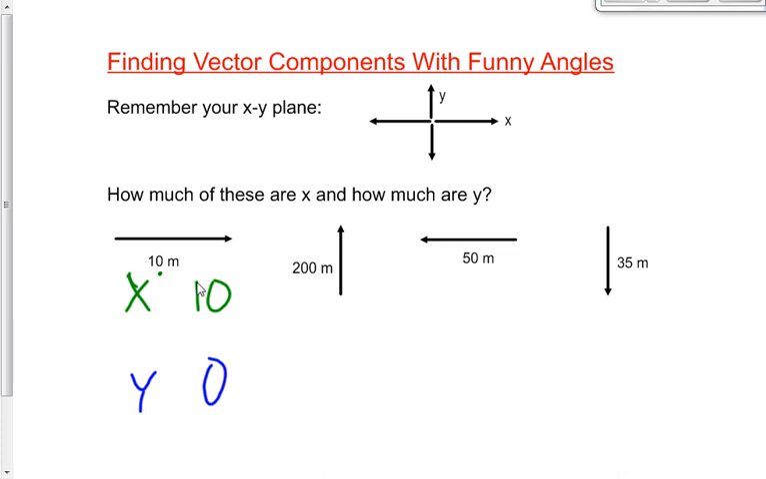How much is x component for this one? Wayne? 0. Good. Thank you. How much is y component? Wayne? 200. Good. How much is x component for this one? 50? Or minus 50. Good. Thank you. How much is y component? Good. How much is x component for the last one? Aiden? 0. How much is y component for the last one? Negative 35 because it's going downwards. Good? I think we're all okay with that, right?